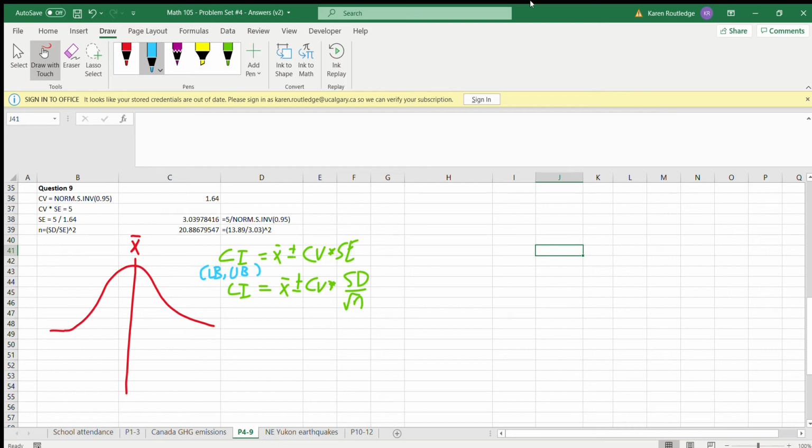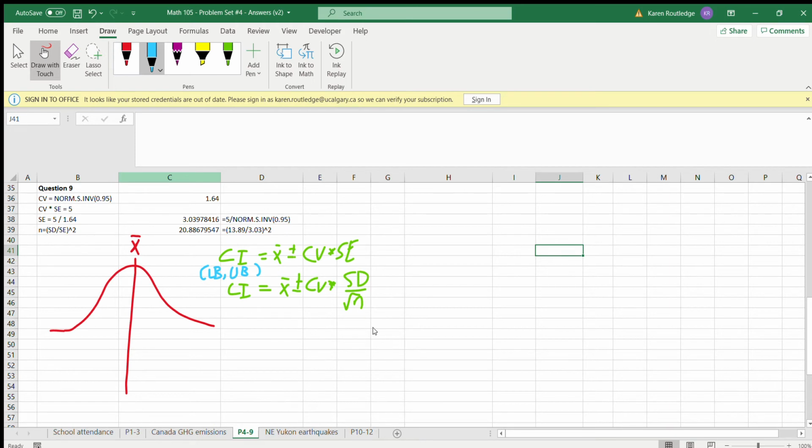Problem set number 4, question number 9. In this question, we are asked to solve for a sample size given a normal distribution. The normal distribution is a requirement of this question because t distributions require degrees of freedom, and degrees of freedom require sample sizes, and we don't have one of those yet. So we're stuck using the normal distribution.